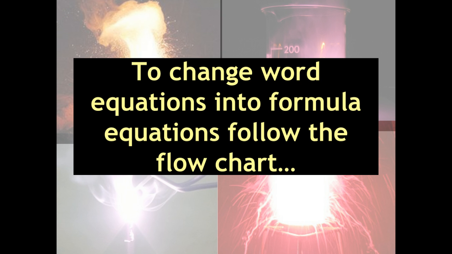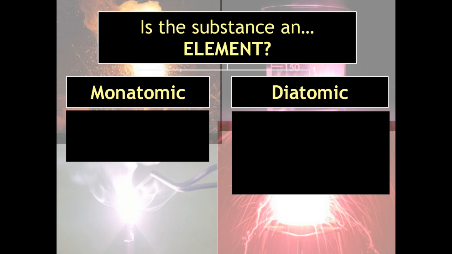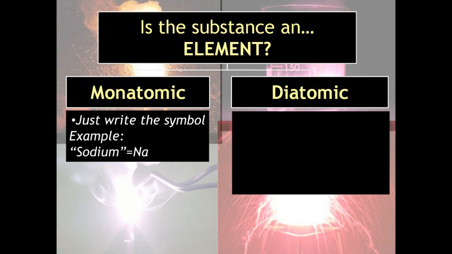Now, let's practice changing word equations into formula equations. Follow the flow chart. So let's take a look. You need to ask yourself, is the substance in my chemical equation an element? If it's an element, break it down into monatomic or diatomic. Monatomic means one atom. Diatomic means 2 atoms. So if it's monatomic, just write the symbol. For example, if it says sodium, you write Na. Or if we ask you for the word, if you were given sodium Na, you write the word sodium.